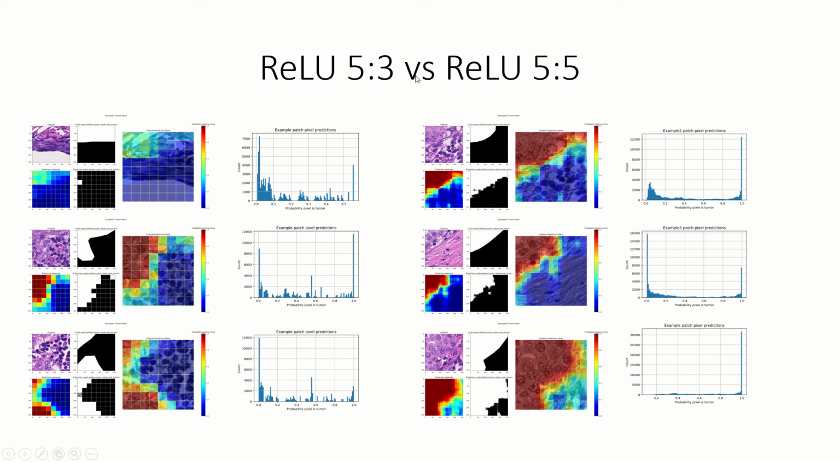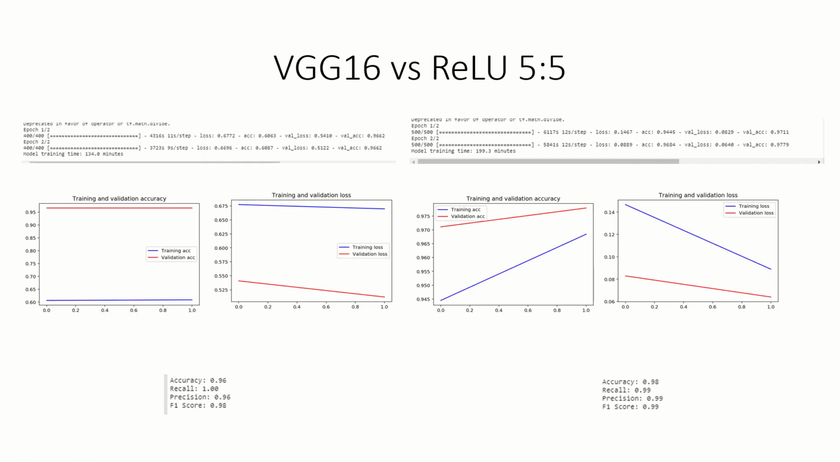So I concluded in my experiment that the unbiased 5:5 data set performed better, and later on I use 5:5 for everything. And then I wondered what kind of model would perform better.